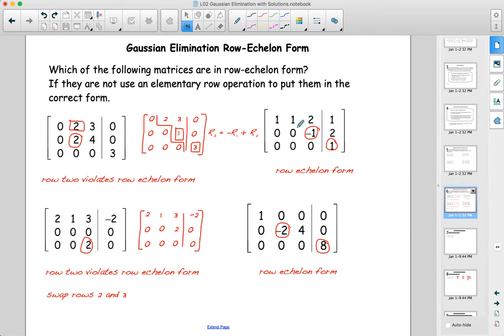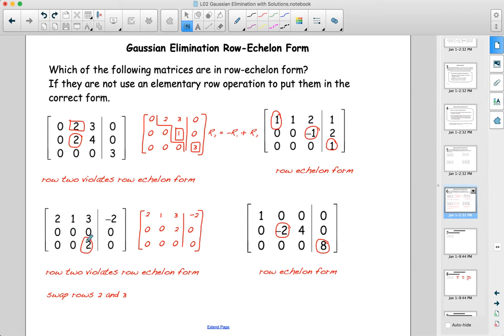All right, let's take a look at this next one. So we go down to this row, we look at the first non-zero element, and it definitely occurs to the right of the first non-zero element in row 1. So the first non-zero element in row 2 occurs to the right of the first non-zero element in row 1. And then the first non-zero element in row 3 is occurring to the right of the first non-zero element in row 2. So this is in row echelon form.